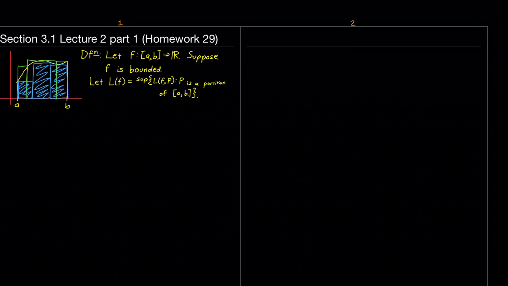And we're going to let U of f be the infimum of the upper Darboux sums of f, where P is any partition of our closed bounded interval from A to B.